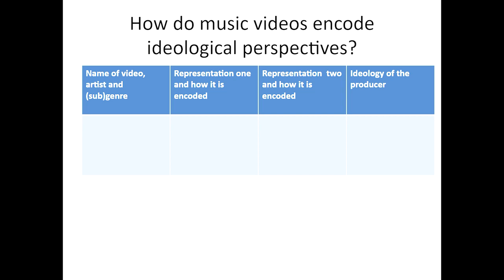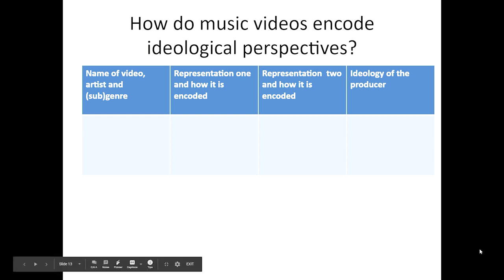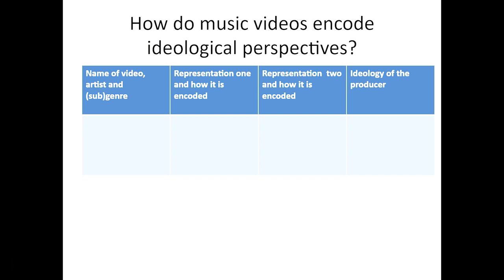What representations are encoded in these music videos? For example, in the video for Formation by Beyonce, one representation is young black women. How is it encoded? There is a mid shot followed by a close up of, I can't remember if it's two or three, young black women with brightly coloured hair, standing in a neon lit weave shop in Louisiana, staring directly into the camera.